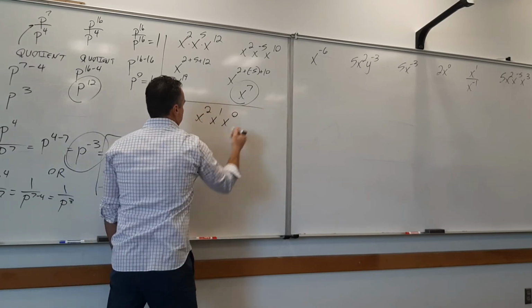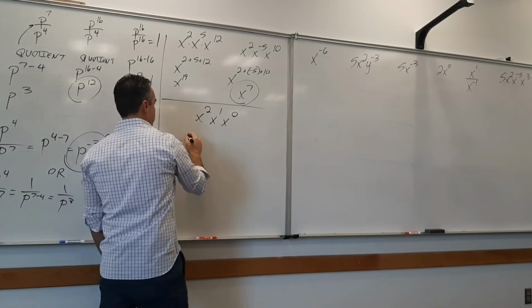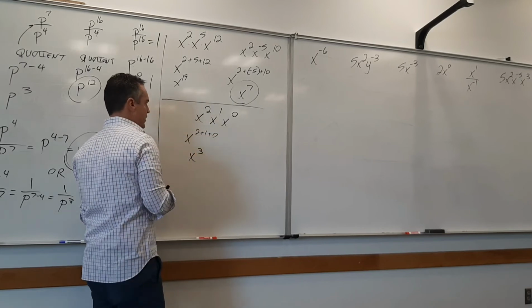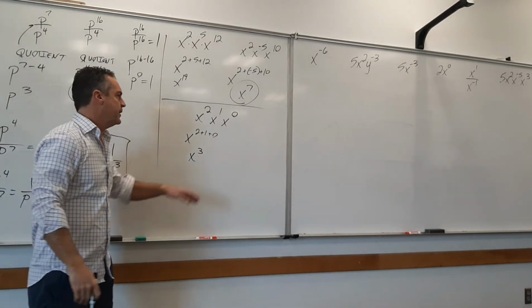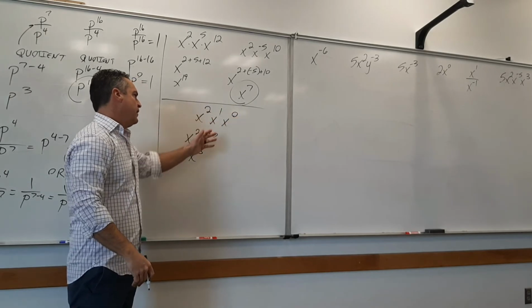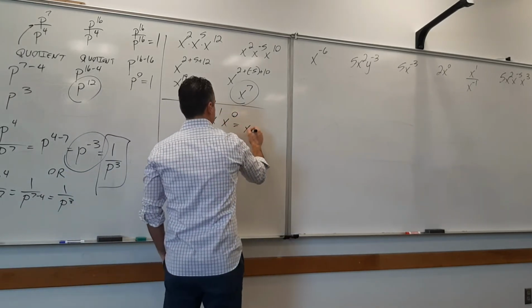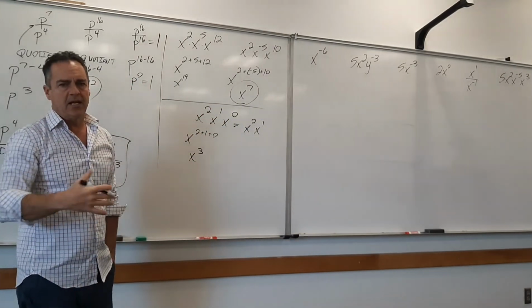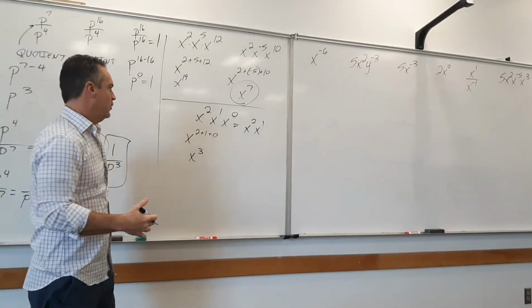This problem right here, x to the 2nd, x to the 1st, x to the 0, that's x to the 2 plus 1 plus 0, this is going to be x to the 3rd. Okay, simple as that. Some people are like, oh man, I got to change that to a 1. Yeah, and then if you did change that to a 1, let's just think about this. This is kind of the idea of you can apply the laws of exponents in any random order. You don't have to do it all at once.